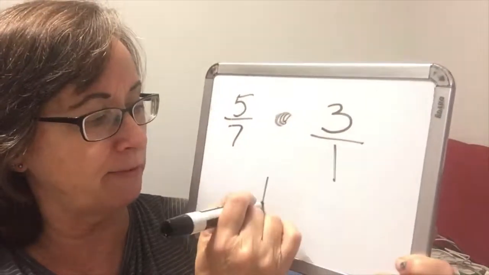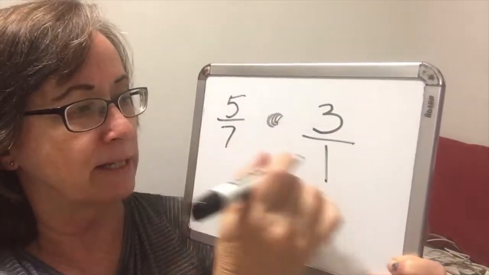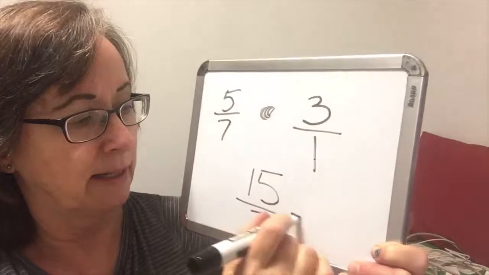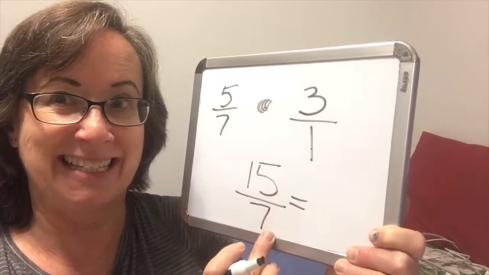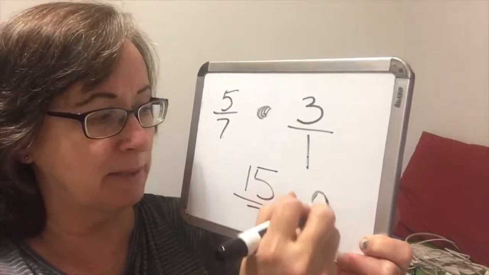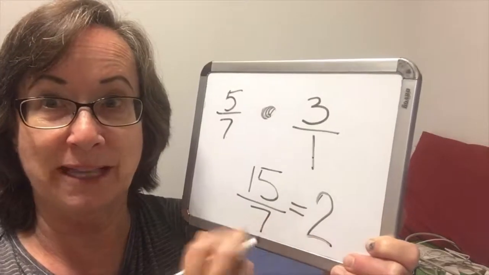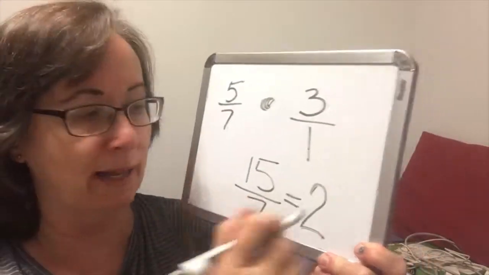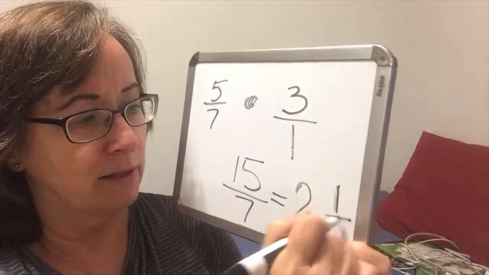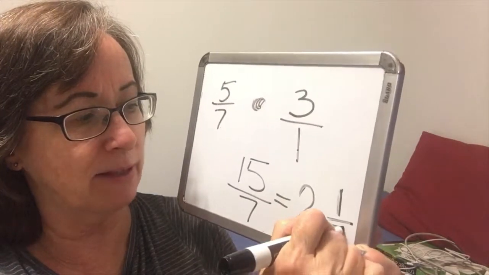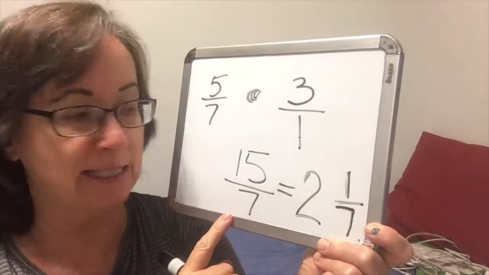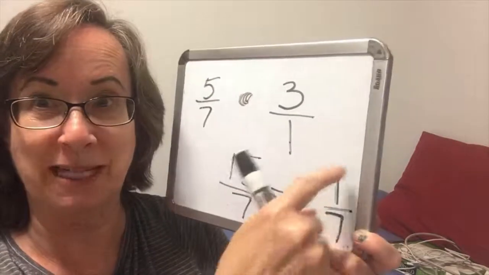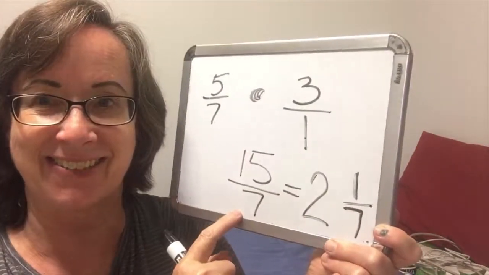5 times 3 is 15. 7 times 1 is 7. 15 divided by 7 is 2 whole times. Because 2 times 7 is 14, we have 1 left over. 2 and 1/7 is the same as 15/7. 2 times 7 is 14 plus 1 is 15 over 7.